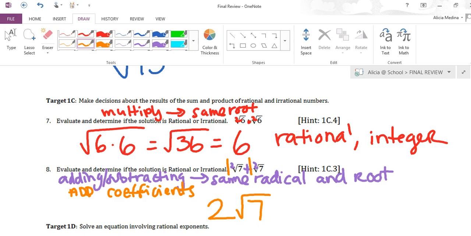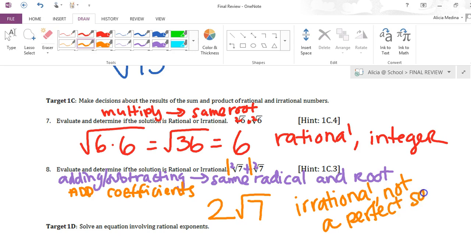Is that answer rational or irrational? This would be irrational. Well, why? Not a perfect square. Right? There is no square root of 7. That is a decimal, so therefore it is not a perfect square.